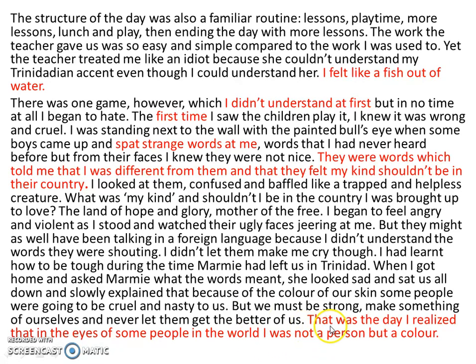So down here is the next bit, and you could talk about the structure, because this is the very end of the extract. So you could talk about structure here, which is almost like a topic sentence. It sums up how and why she feels different. "That was the day I realized that in the eyes of some people in the world, I was not a person but a colour." So here, she's kind of almost setting up a metaphor for us. I was not a person but a colour, but again, she's saying that it's in the eyes of some people.